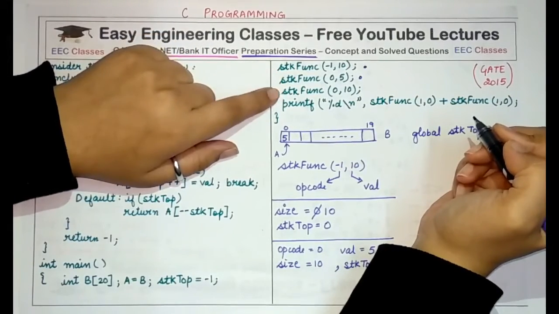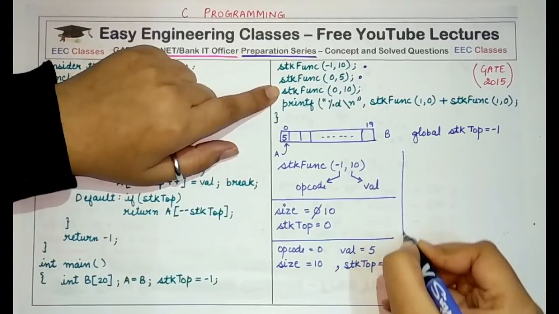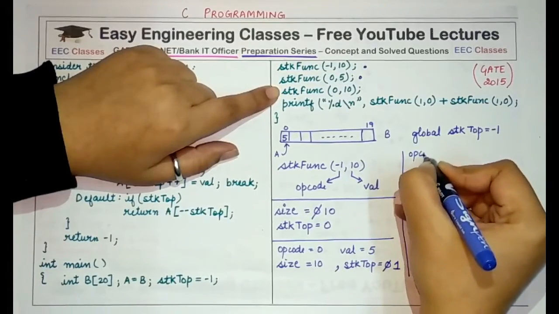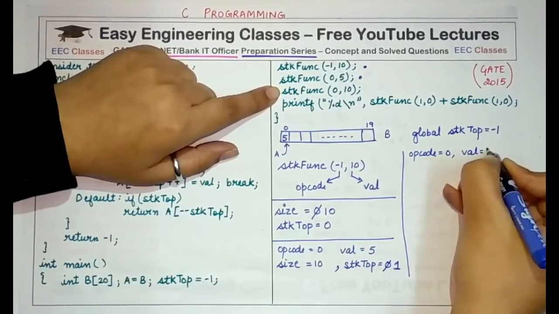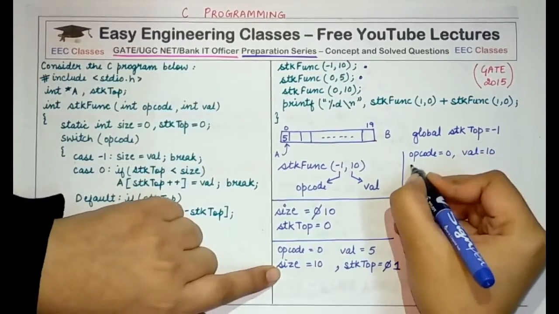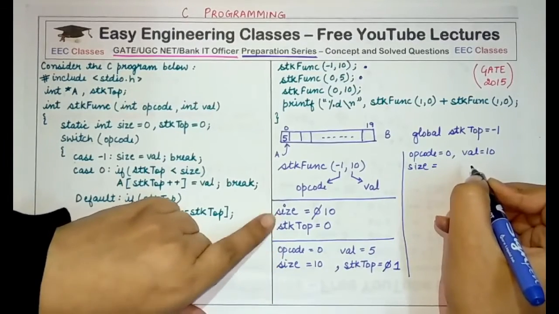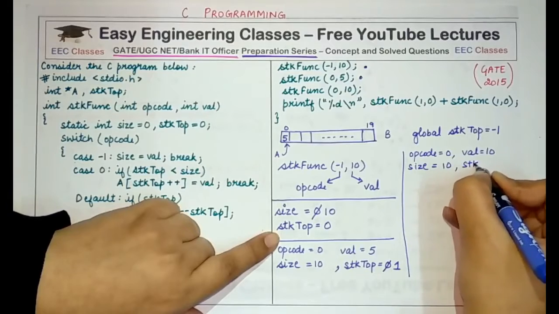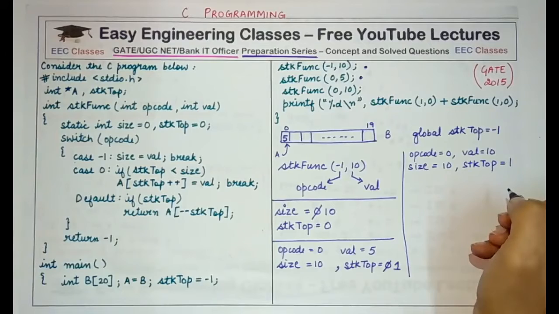Now we come to the third call of stack func. Stack func, the third call, has another set of parameters. In the next set of parameters, opcode is 0, val is 10, the size is 10, because it would maintain the previous static variable values, and stack top is 1. Alright. Now we enter this loop.